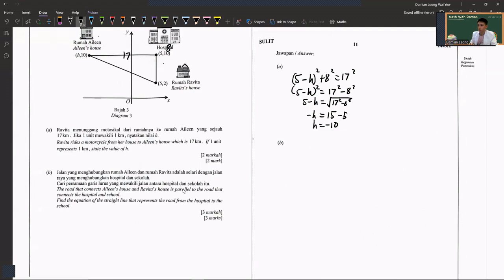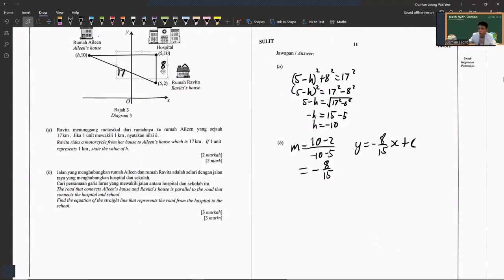So I find the gradient. The gradient will be the same as the gradient of Eileen and Ravita. So y2 minus y1 over x2 minus x1: 8 divided by negative 15, negative 8 over 15. So y equals negative 8 over 15 x plus c. To find c, we substitute a point on the line, which we have: the coordinates of the hospital. So the coordinates of the hospital would be 5, 10.